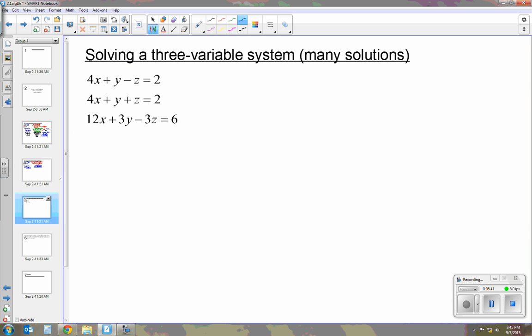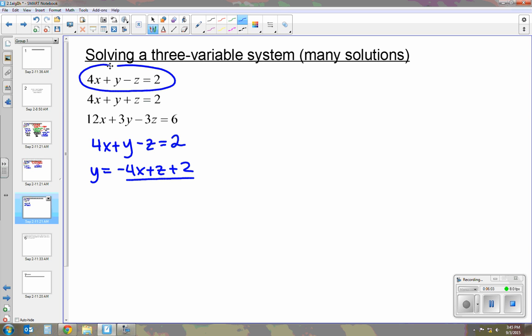Next up, I'm going to show you an example of when we get many solutions. So first off, we're going to take the first equation. You don't always have to pick the first equation, but I like to. You always can pick an easier one if there is one. So I'm going to solve for y. So I get y equals negative 4x plus z plus 2. And we are going to plug that equation back into the second and third equations.